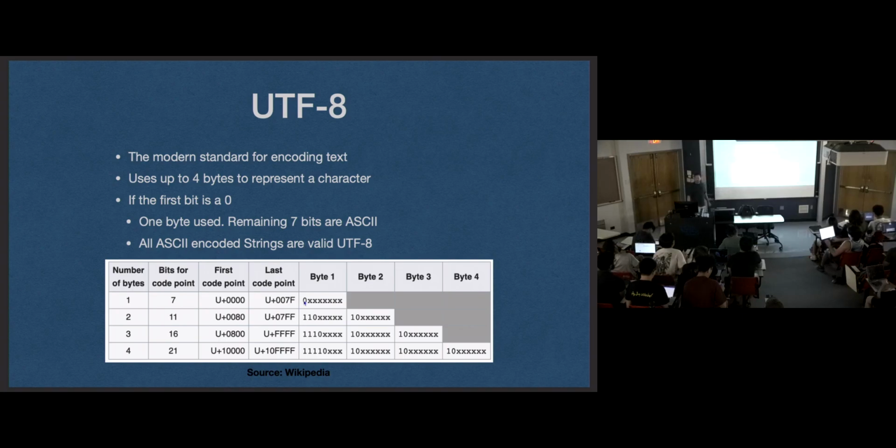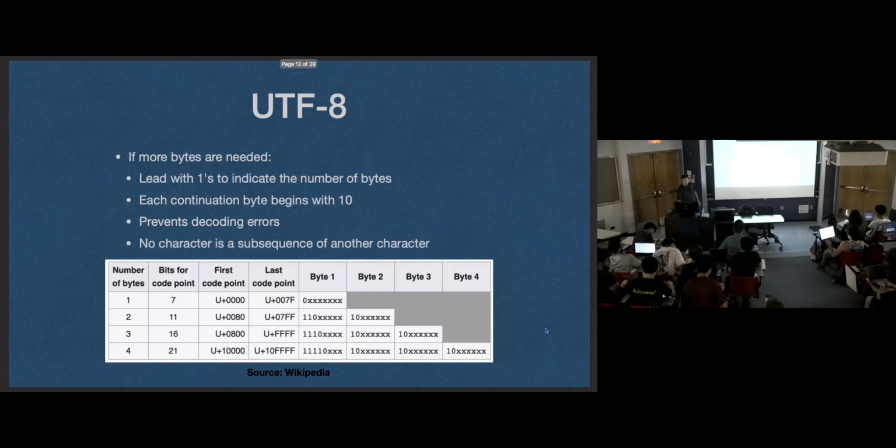And then if we need more bytes, the first byte will start with a number of 1s equal to the number of bytes that are being used. And then each continuation byte will start with 1, 0. This gives us a few nice properties. No character is a subsequence of another character, which really reduces the decoding errors. And I think that's the only thing.